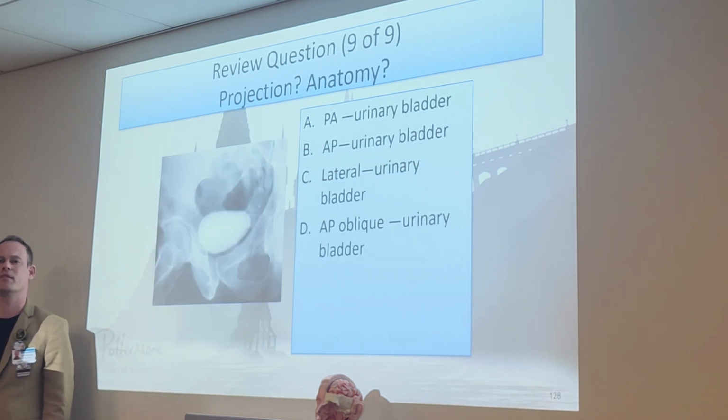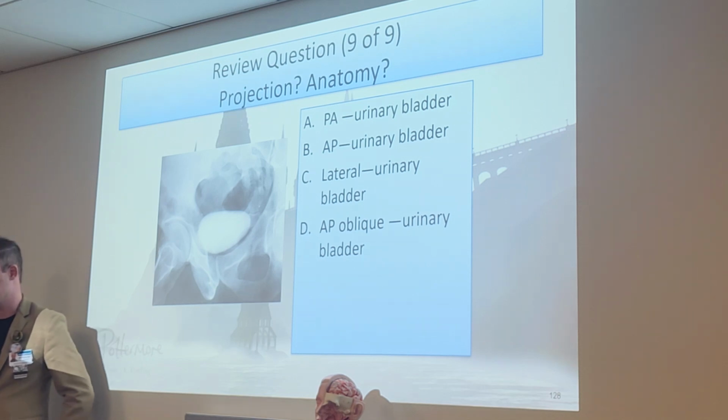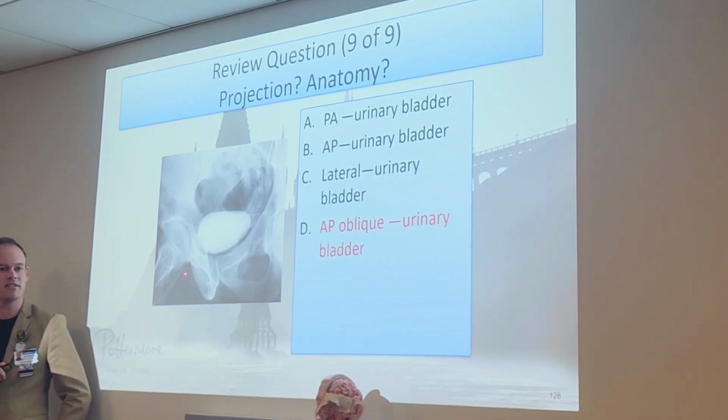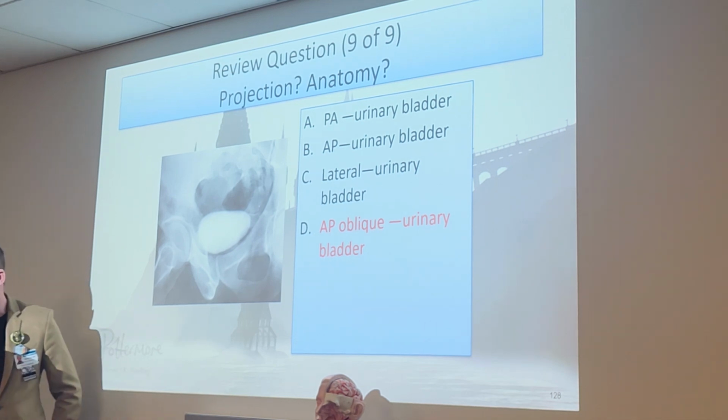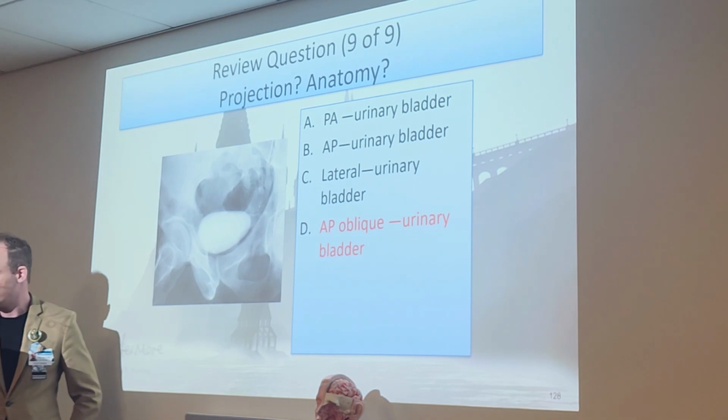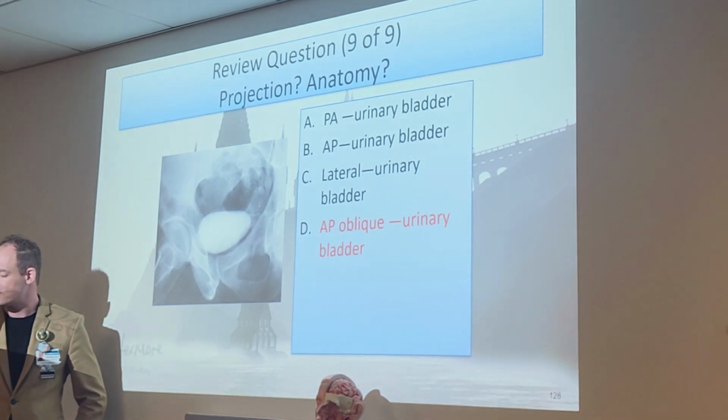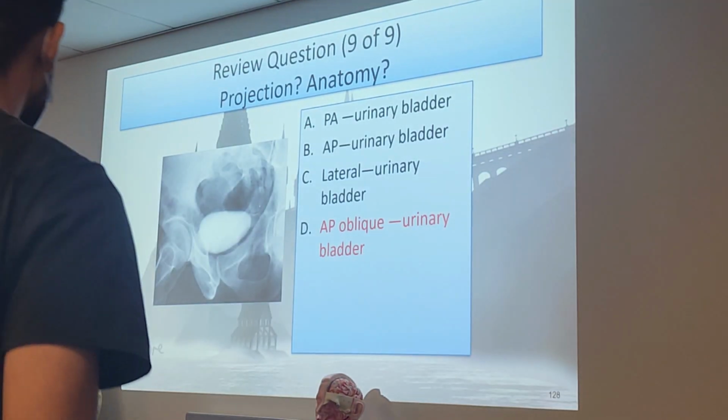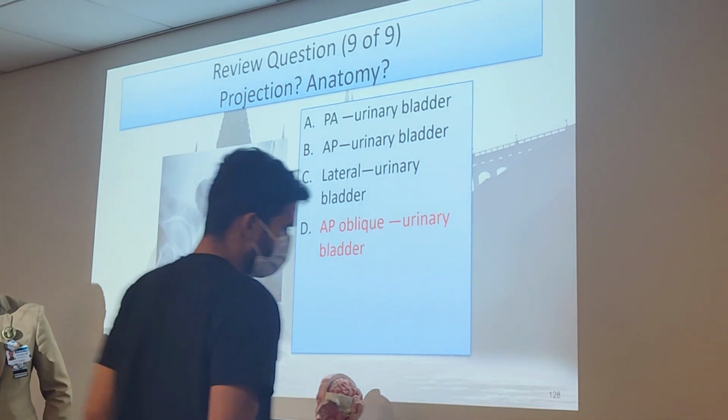And last one, guys, what is that? Pretty obvious. AP oblique urinary bladder. As y'all can see, it's oblique, right? Y'all see that? Good. All right, guys, take a quick break, and we will pick back up in 10 minutes, at 2:18, and we'll do our review game I have for you.